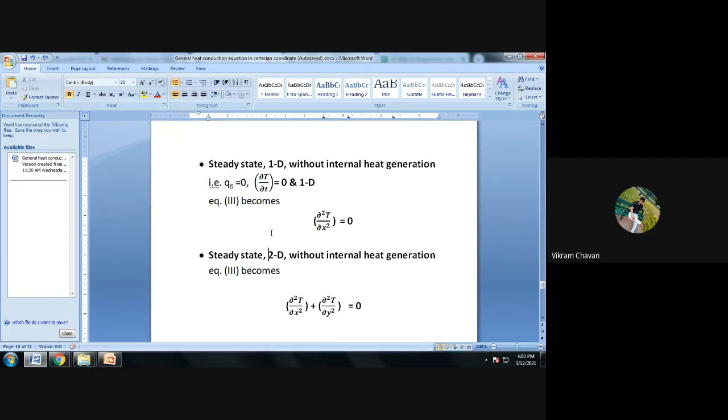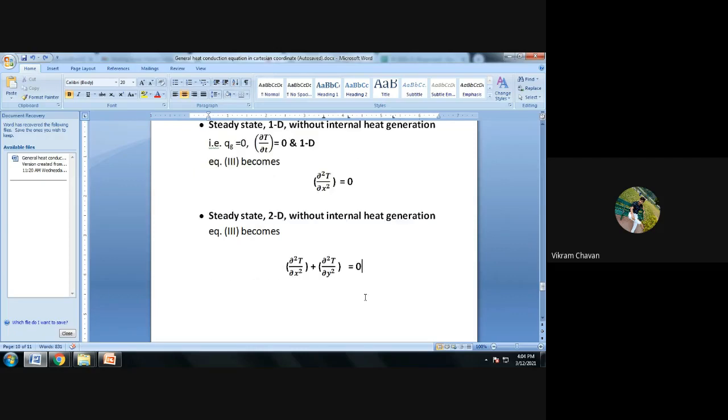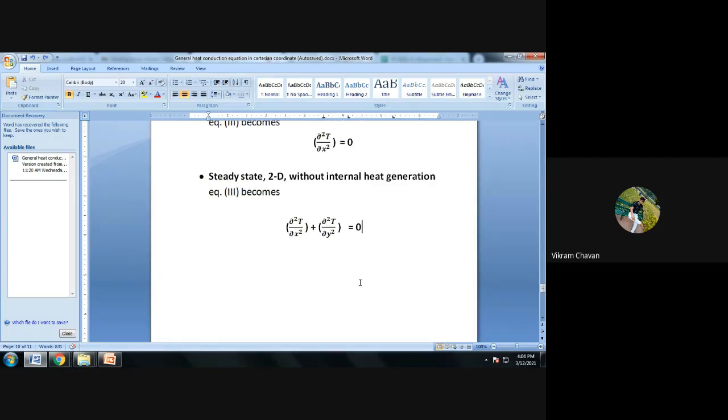Here, for understanding purposes, I have written the equation in the x and y coordinate system only. So temperature changes with respect to x and with respect to y. The equation becomes ∂²T/∂x² + ∂²T/∂y² is equal to 0. Please write down.